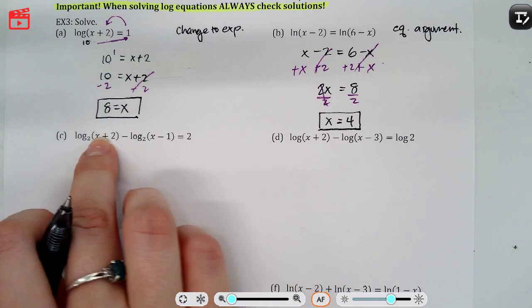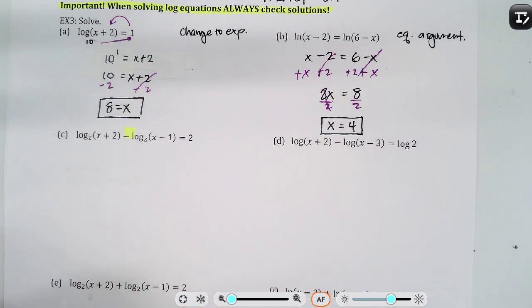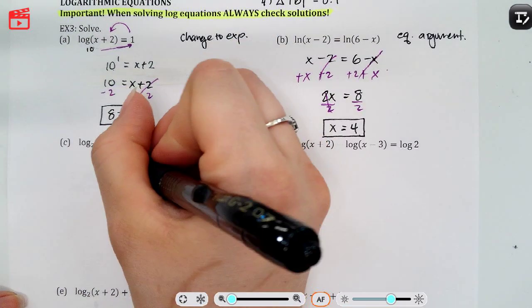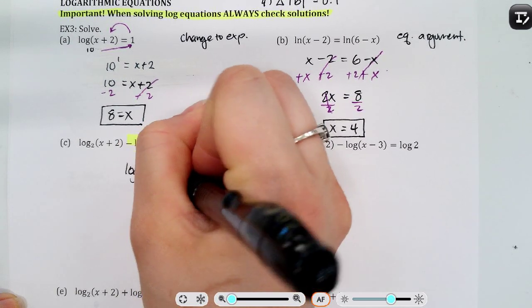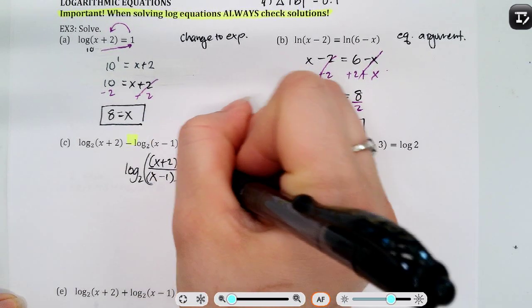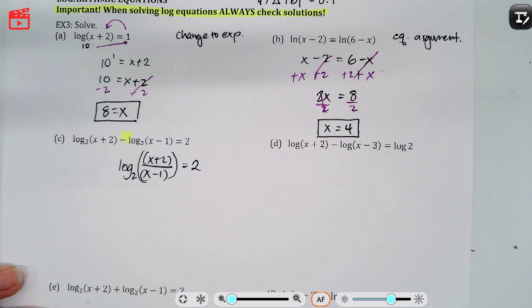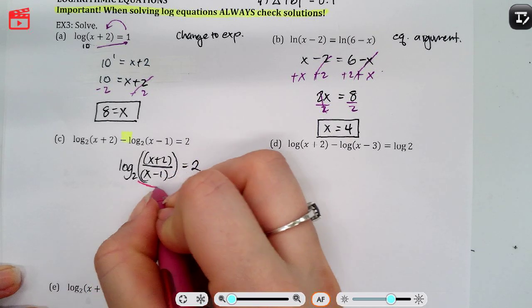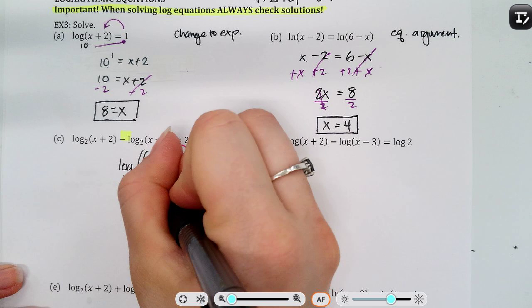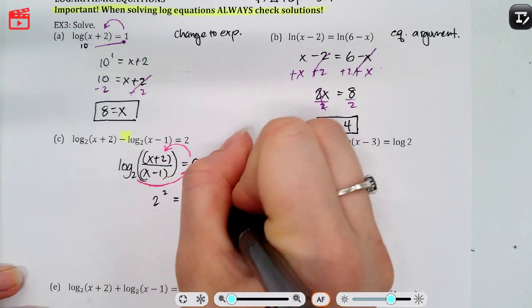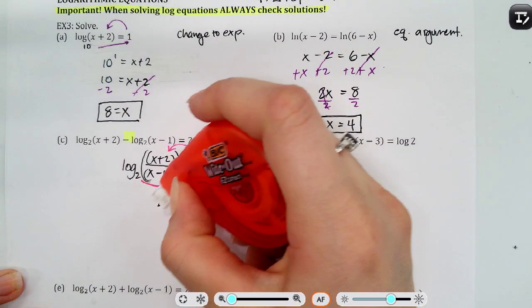So I want to combine these two into one logarithm. Well, I see that subtraction sign, so I know it's going to be a division in the arguments. So combining them, there we go. And now it looks like that first form we were working with, so let's change to exponential form. So log base 2 raised to the second power will give me that. And I know what 2 to the second power is, that's 4, so I'm going to go ahead and change that to 4.